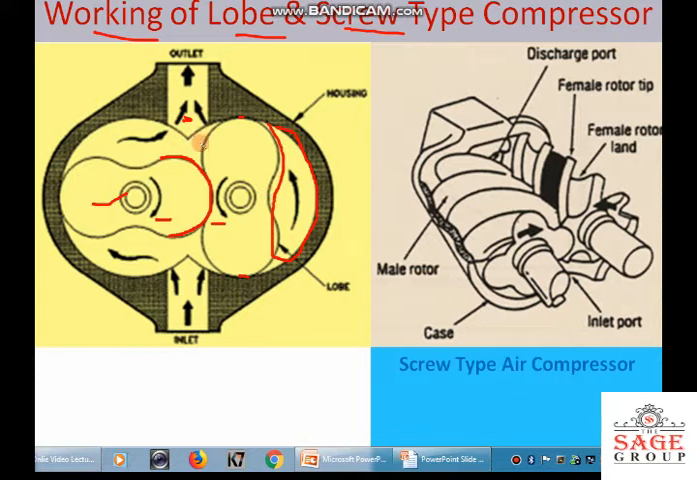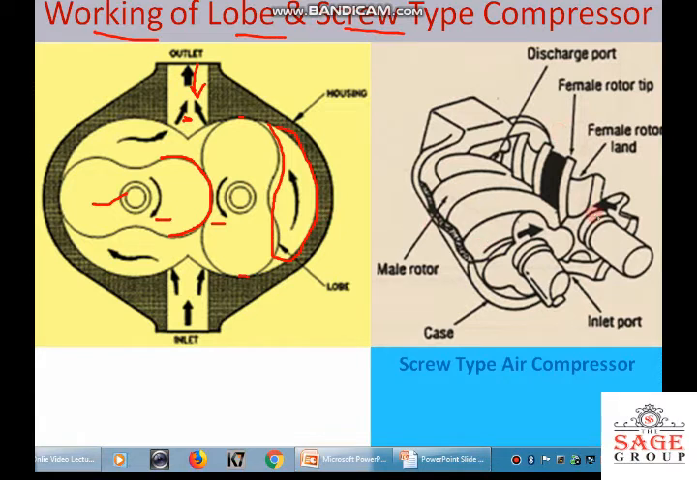So when this volume of air reaches this section, the compressed air from the receiver comes back here and mixes with the air, and until the pressure is equalized, the air will not move to the receiver. So in this way, by the backflow of the air as well as the irreversible mixing, the compression of the air takes place.